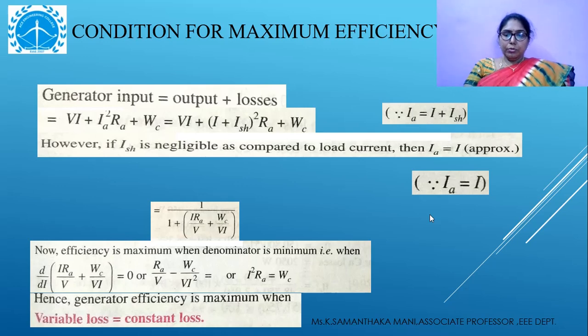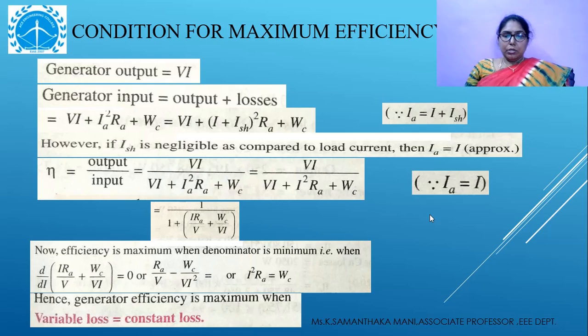Now I would like to derive the formula concerned with the maximum efficiency of the given generator, and the condition for maximum efficiency. For this, I would like to start with the generator output. What is the generator output? V into IA is the generator output. Once the output is known to you, we can calculate the input if we know the losses. So generator input equals output plus losses.